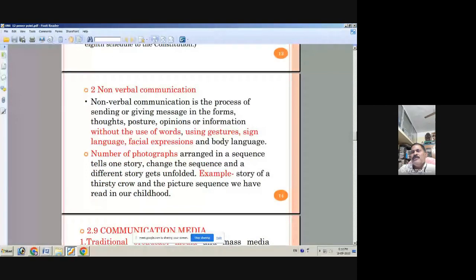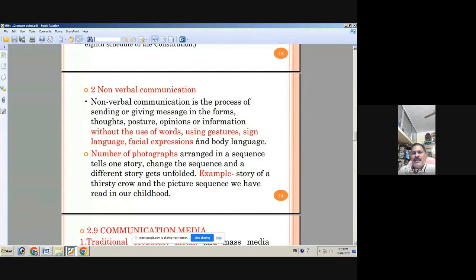Non-verbal communication, where we are not in a position to use language. Without using words, we can use gestures, we can use sign language, and our facial expression will be there. And even whenever we see different pictures, we are able to understand. It will also give some message.